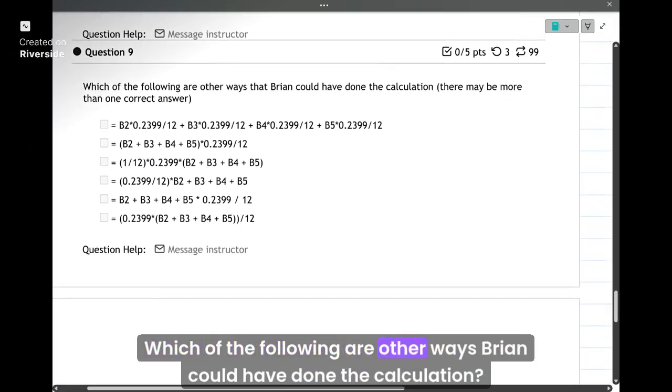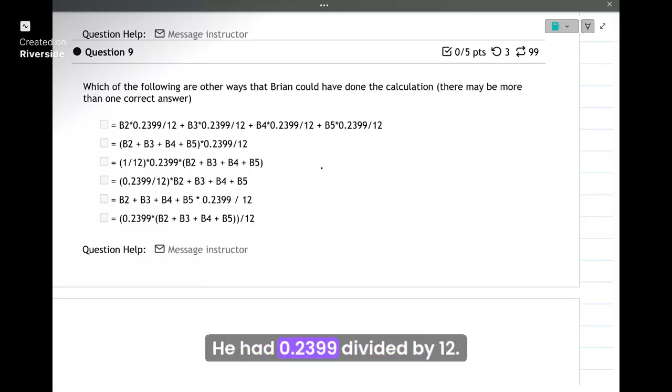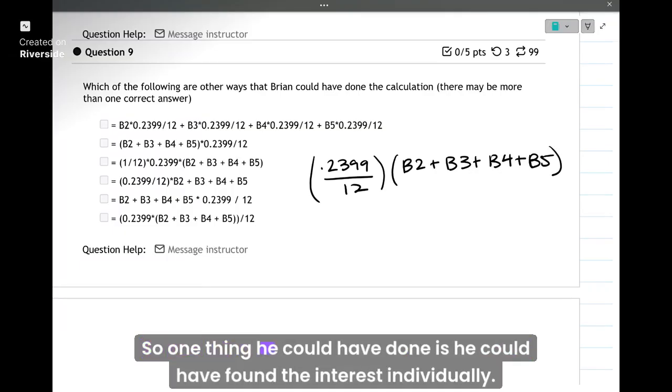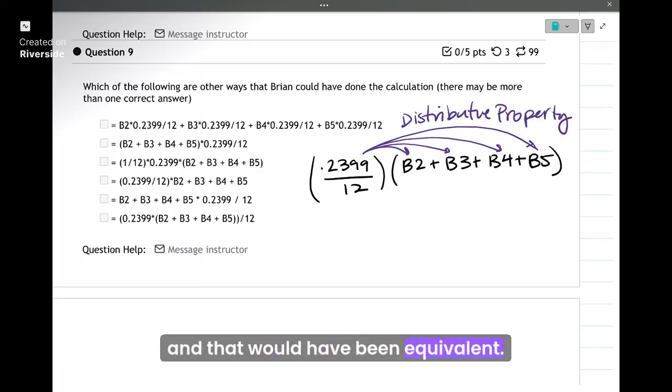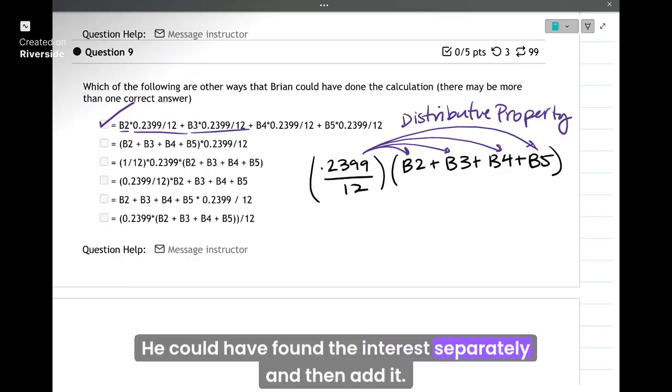Which of the following are other ways Brian could have done the calculation? So let's look at the calculation we had. He had 0.2399 divided by 12, and then he had times B2 plus B3 plus B4 plus B5. So one thing he could have done is he could have found the interest individually. This is akin to something called the distributive property, and that would have been equivalent. And that's what we see here. This is B2 times its interest. This is B3 times its interest. So this one is correct. He could have found the interest separately and then added.